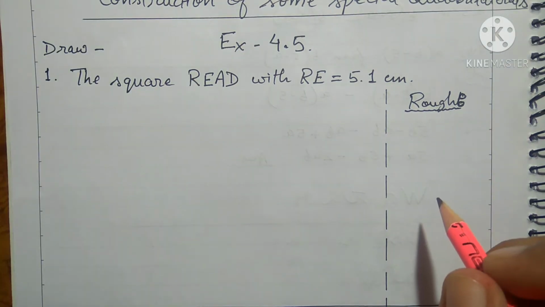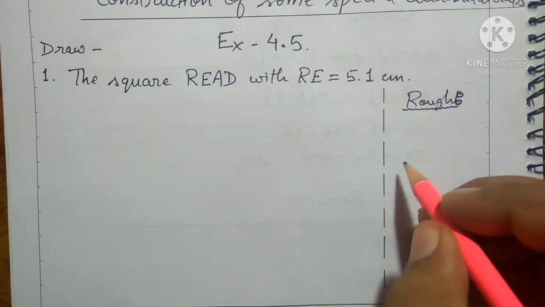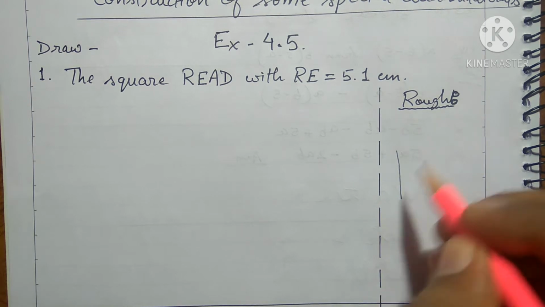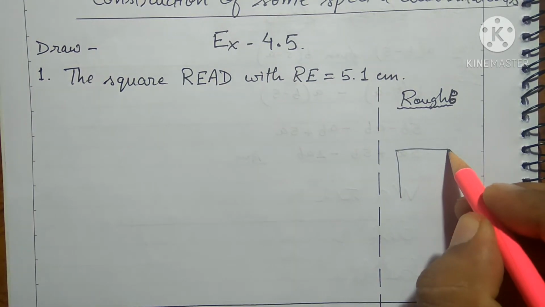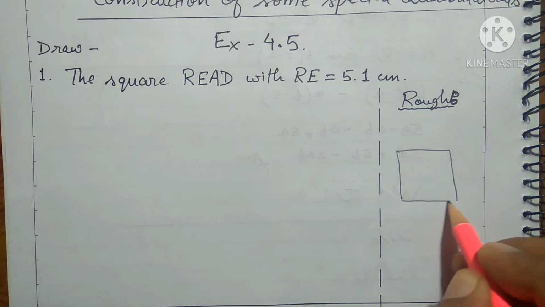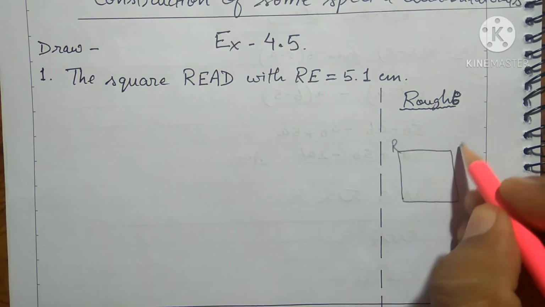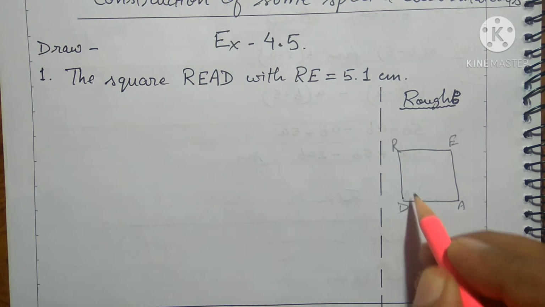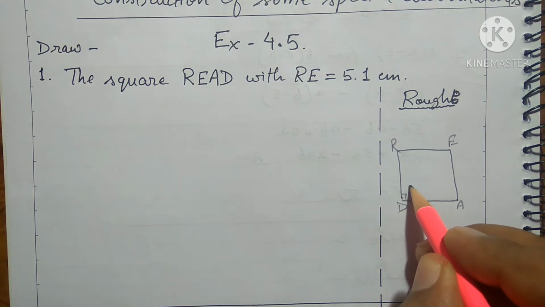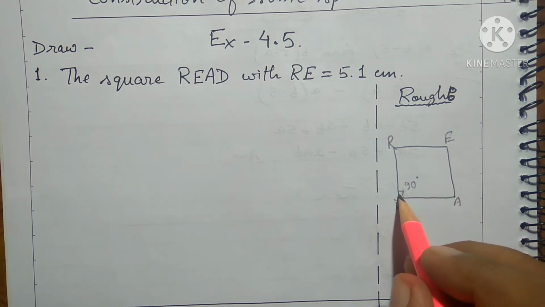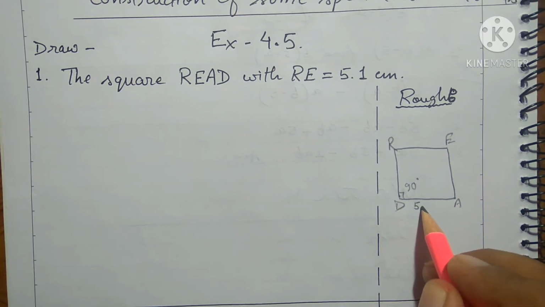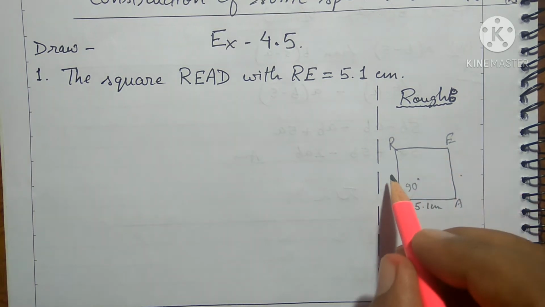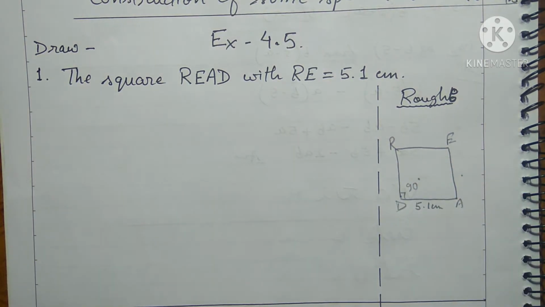In this case, first we draw a rough figure. It is square READ. So we draw a square. This is R, E, A and D. Interior angle, as we know, is 90 degree and each side is 5.1 centimeter. This is also 5.1, this is also 5.1, and all the 4 sides are 5.1.